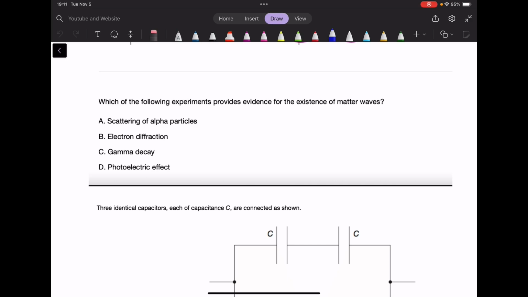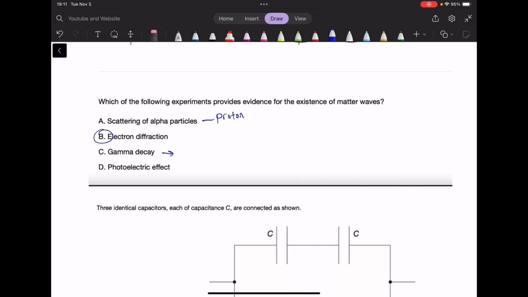Which of the following experiments provide evidence for the existence of matter waves? A says the scattering of alpha particles. This is wrong because the scattering of alpha particles shows the existence of the proton. Electron diffraction is the answer. By doing the experiment, it basically shows the wave properties of particles, so it shows the existence of matter waves.